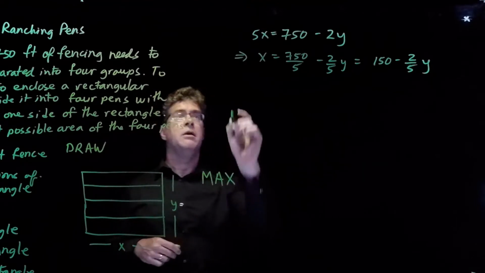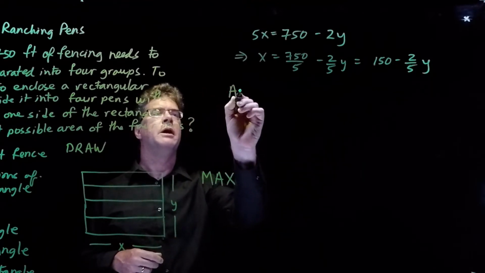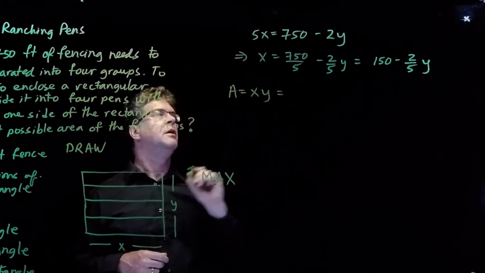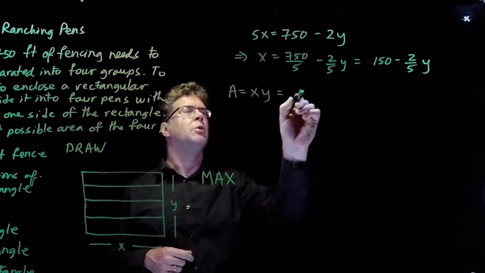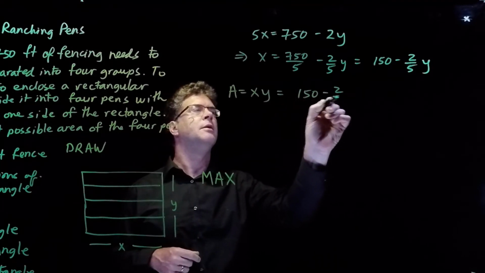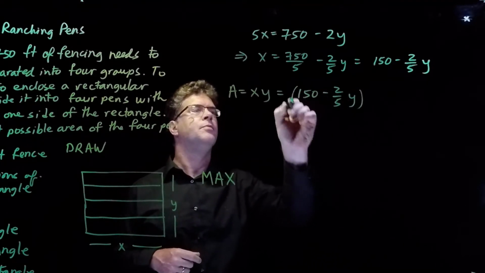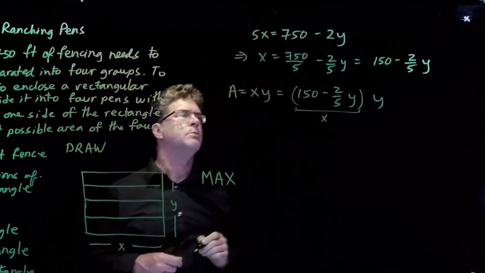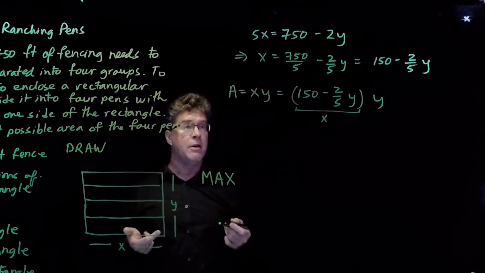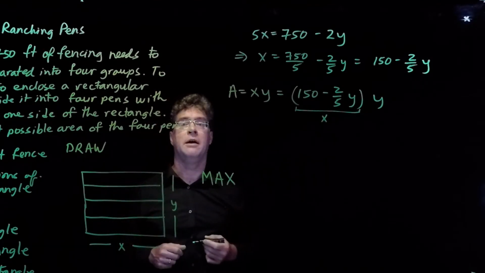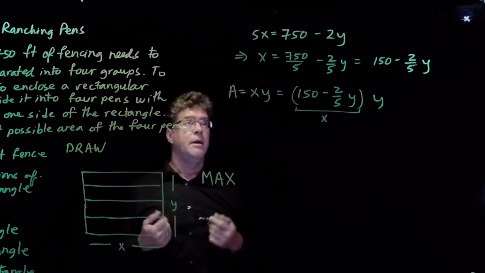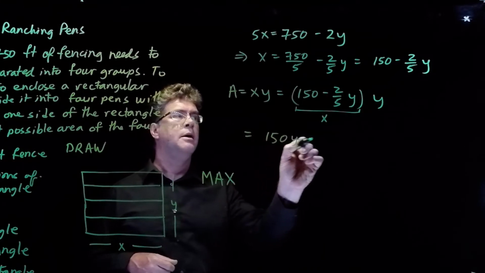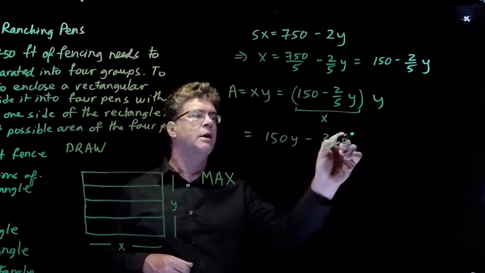So now, when we write the formula for the area, we can write A is equal to x times y. But we have our formula for x here in terms of y, and we'll plug that in. And so, using the constraint, we're able to write x as a function of y, and therefore A is only a function of y. And we can expand this out if we want to as 150y minus 2/5 y squared.